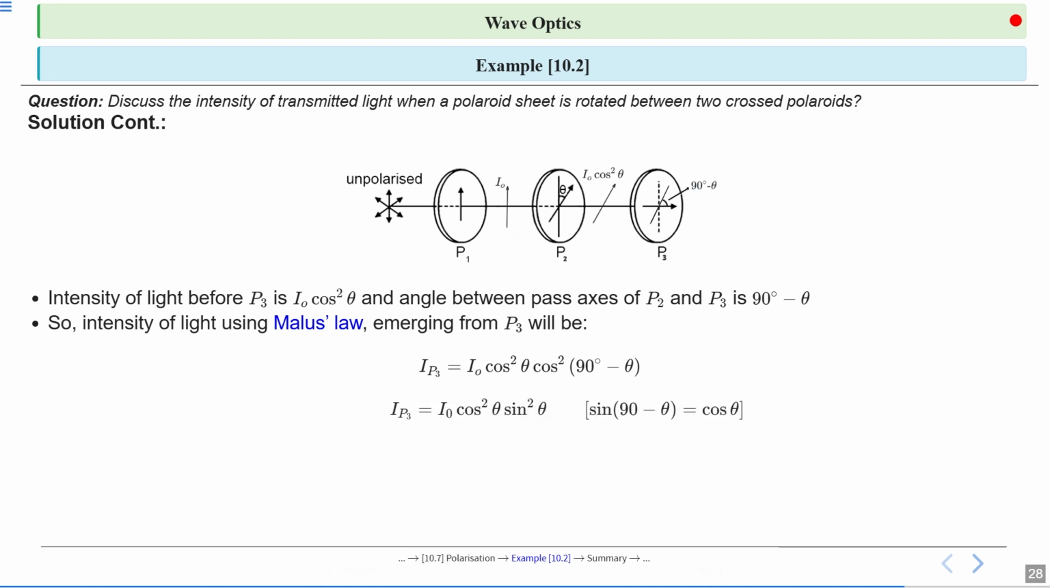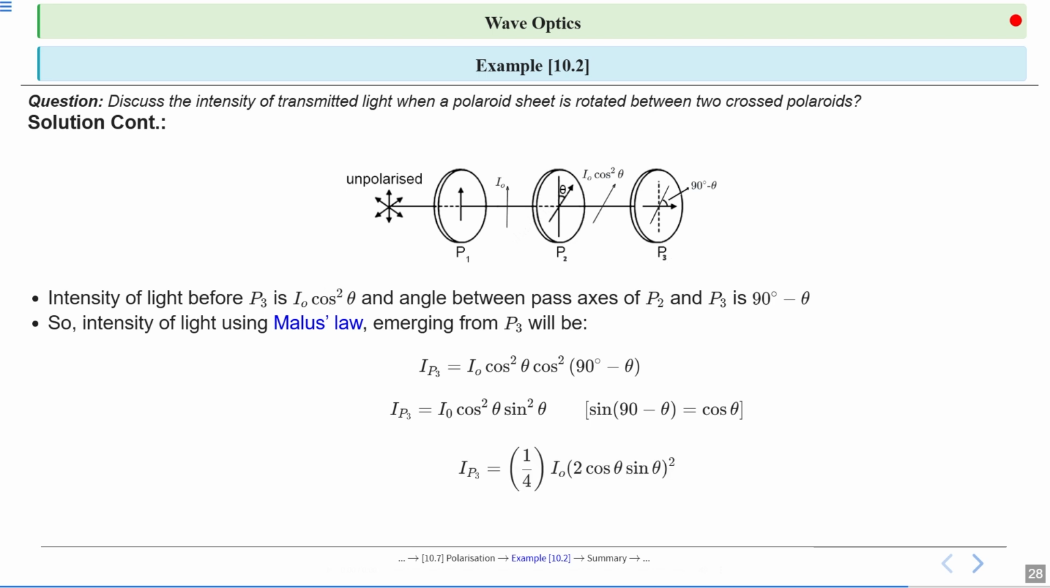Simplifying further, we find that I P3 equals I naught multiplied by cos square theta sin square theta, because sin 90 minus theta is cos theta and cos 90 minus theta is sin theta. That's why cos 90 minus theta is sin theta, and since the square is there, we get sin square theta. This step highlights the interplay between the sine and cosine functions in determining light intensity.